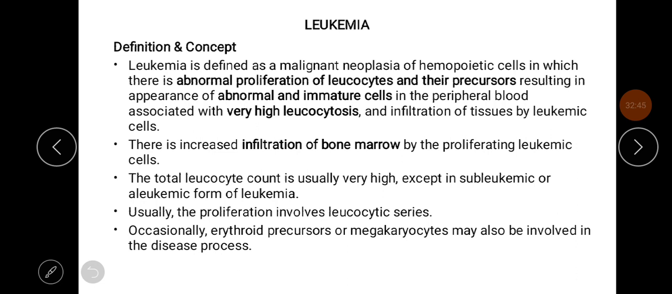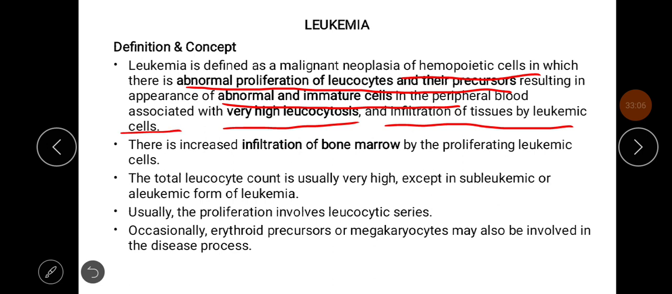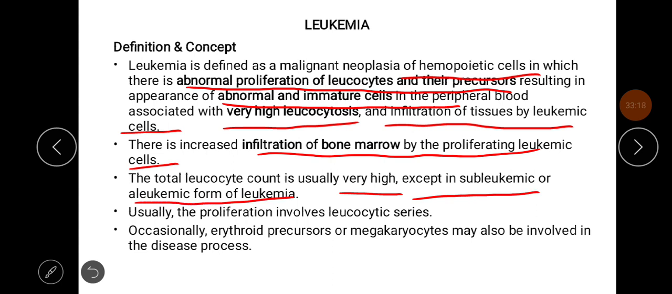Leukemia is defined as a malignant neoplasm of the lymphopoietic cells in which there is abnormal proliferation of leukocytes and their precursors, resulting in the appearance of abnormal and immature cells in the peripheral blood, associated with very high leukocytosis and infiltration of the tissues by leukemic cells. There is increased infiltration of bone marrow by proliferating leukemic cells. The total leukocyte count is usually very high except in subleukemic or aleukemic forms of leukemia. Usually the proliferation involves the leukocytic series. Occasionally erythroid precursors or megakaryocytes may also be involved in the disease process.